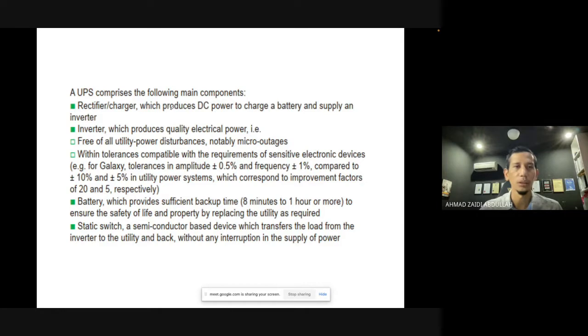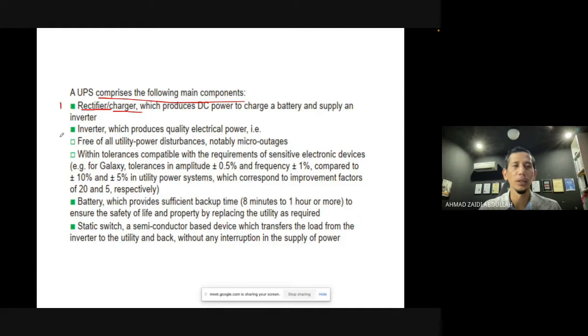Okay, the main components. Under UPS we have the charger or rectifier, which produces the DC power to charge the battery and supply the inverter.